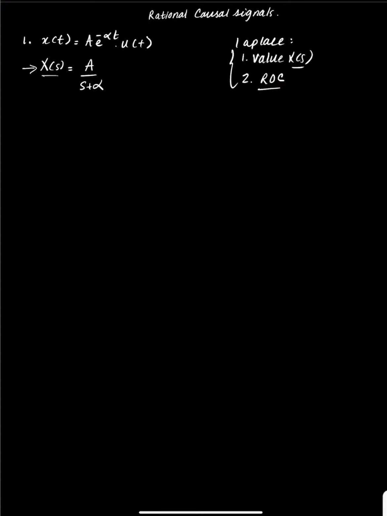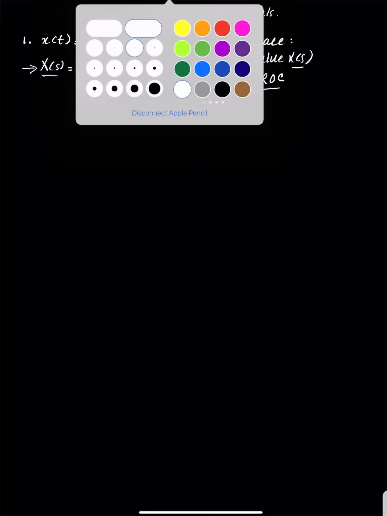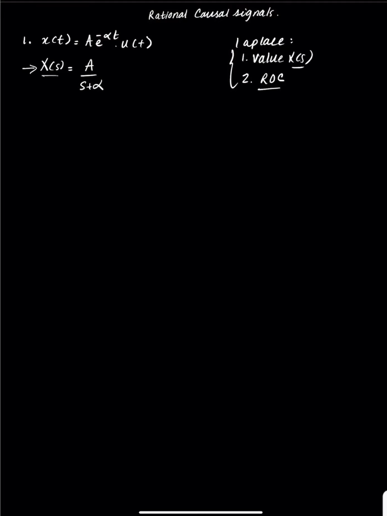Now, what does it mean for a signal to be rational? Well, it means that our signal is a ratio of two polynomials in the s domain. That means that our X(s) is not just one, but multiple of these a over s plus alphas. So it's a polynomial, A(s) over B(s), meaning that we can write it in the summation form of multiple constants over multiple s plus alphas.